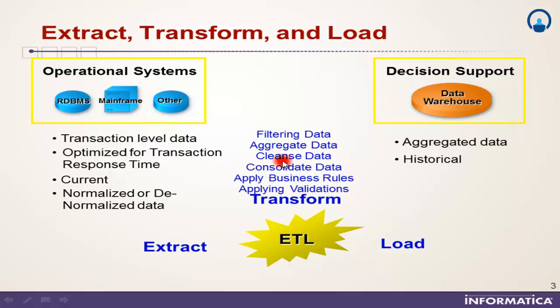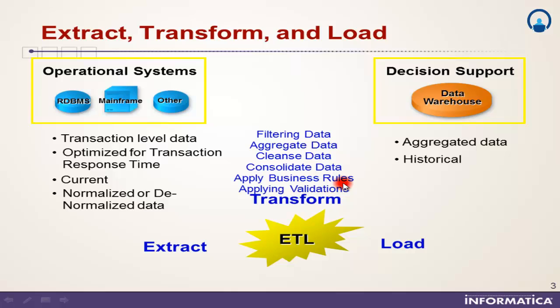The two sources I mentioned, operational sources and the old archive systems, are the main primary sources of a data warehouse. Then comes the second part, that is transformation. On the screen you can see transformation performs a large number of operations: filtering, aggregating, cleansing, consolidating, applying business rules, applying validation. Transformation can involve a series of operations like cleaning the data, or filtering the data. That means if we don't want any data, we can filter that out. We can validate the data for any primary or foreign key constraints, and also apply the business logic.